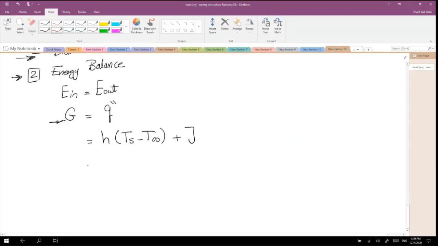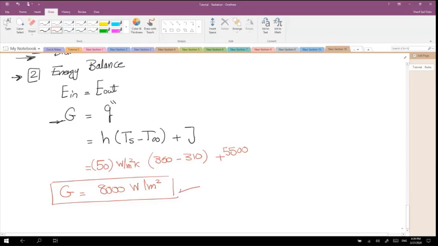So it's very simple and very straightforward. Just a direct substitution into that equation. We will have 50 watt per meter square Kelvin, T of the surface is 360 minus 310, plus the radiosity was 5500. We will be left with G as 8000 watt per meter square. So this is the first requirement.